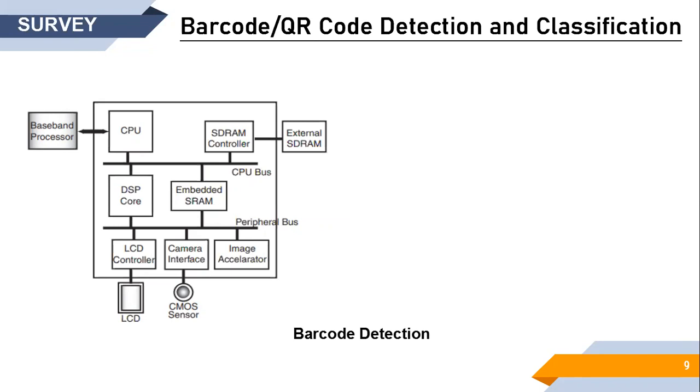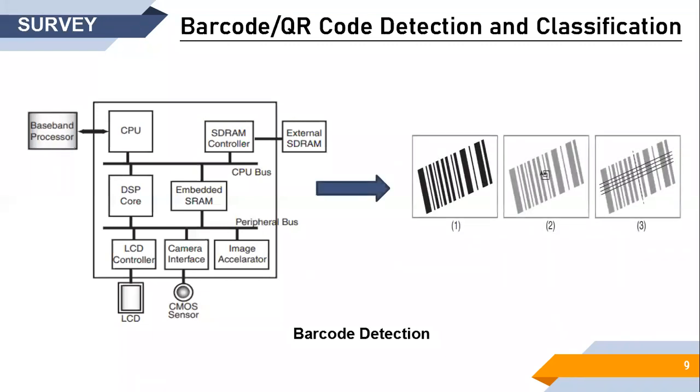Next, it is connected to the LED controller, camera interface, and image accelerator. In turn, the controller is connected to the LCD and CMOS sensor. CMOS sensor is nothing but active pixel sensors, that is, complementary metal oxide semiconductor. On the right side, we see the QR code. As we see, there are two types of code detected using this algorithm. So this is how it works. In the first figure, there is a barcode.